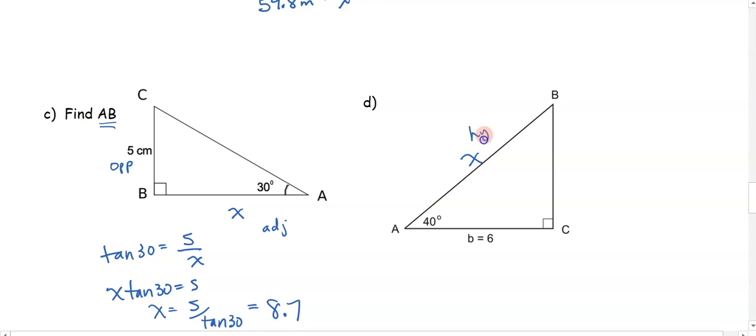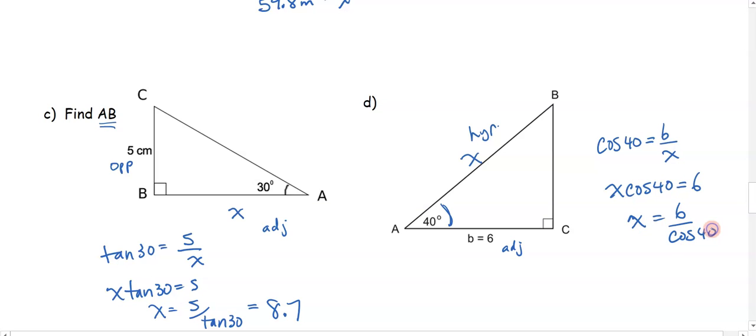So we'll label hypotenuse. This is adjacent to this angle, right? We don't know opposite, so we don't want that. This would be cos. Cos 40 is adjacent over hypotenuse. X is on the bottom, so we multiply both sides by x. Divide both sides by cos 40.